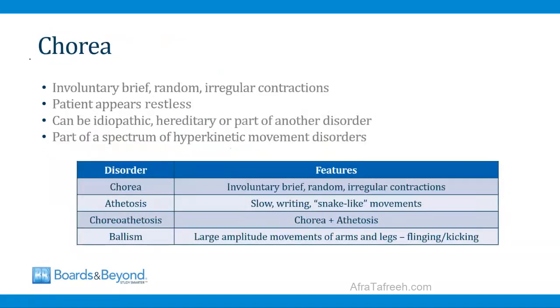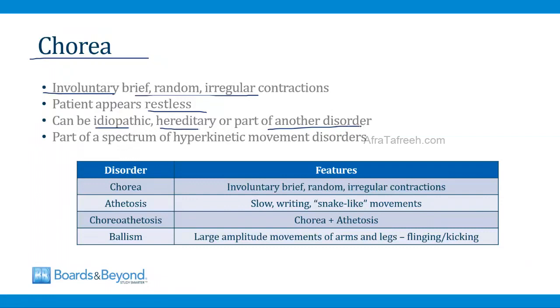Our next movement disorder is chorea. Chorea refers to involuntary, brief, random, irregular contractions. The easiest way to think about chorea is that the patient appears restless, as if they constantly need to move, but the patient is not doing that voluntarily. It's an involuntary motor problem. Chorea can be idiopathic. It can also be a hereditary disorder. It can also be part of another disorder, and we'll talk about some of those in just a minute.